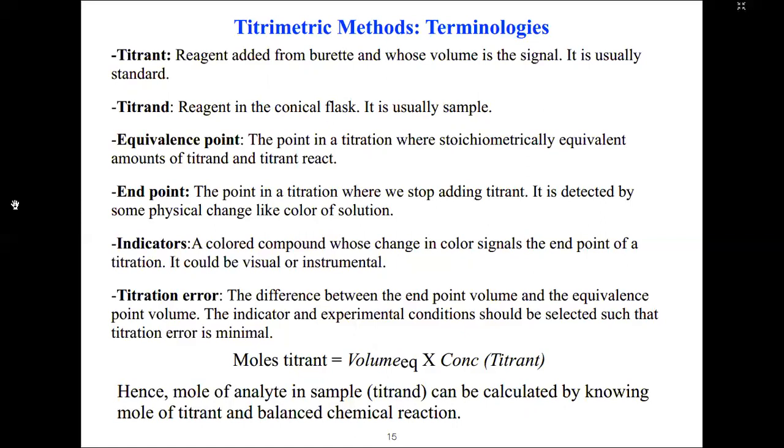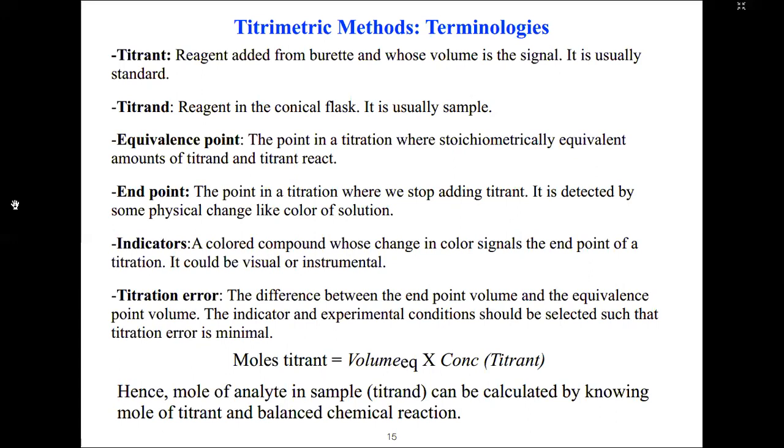End point. The end point in the titration is when we stop the reaction, when we stop adding the titrant, so you stop the reagent coming out of the burette. It is detected by some physical change, like a color change of the solution. Okay, indicator is the colored compound whose change in color signals the end point of the titration.